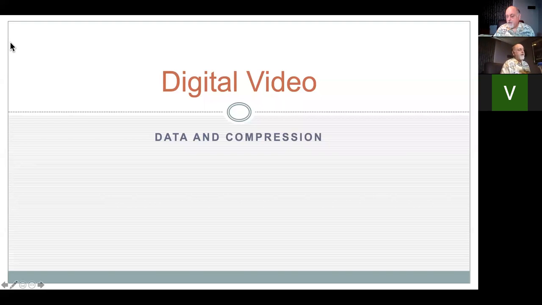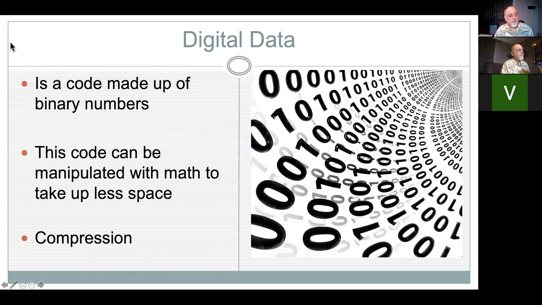So digital video is a code made of binary numbers, right? One of the points of learning binary numbering is that we can manipulate this code with math to take up less space. And we can do that by simply calculating numbers to make other numbers, right?